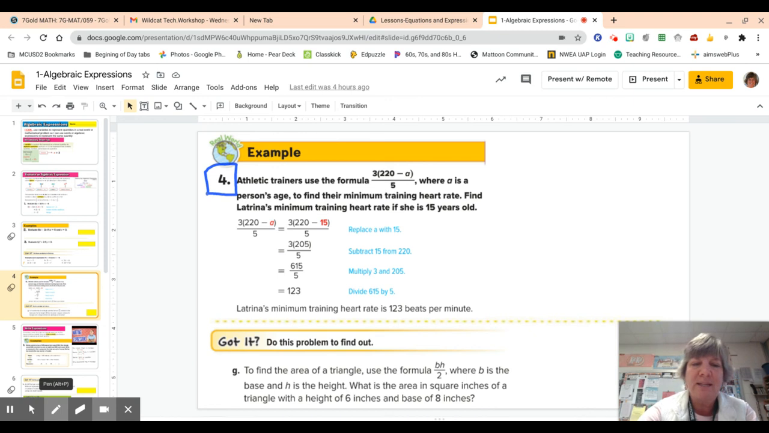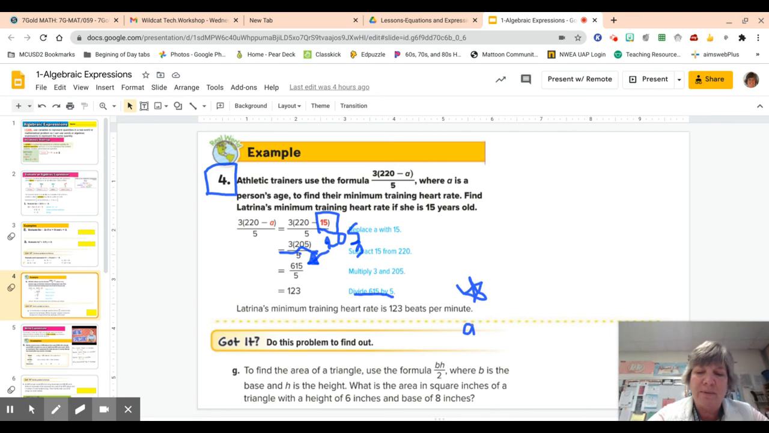Okay, so let's notice what they did. Had the original formula, 3 times (220 minus A), they substituted 15 and started solving. Parentheses first, 220 minus 15 gives us 205 times 3. 205 times 3 gives us 615. Over 5 means divide by 5. 615 divided by 5. Latrina's minimum training heart rate is 123 beats per minute.